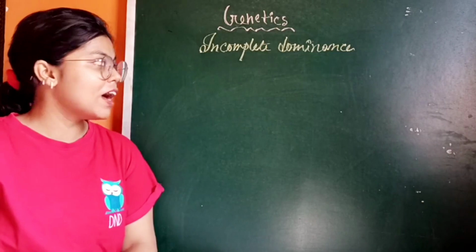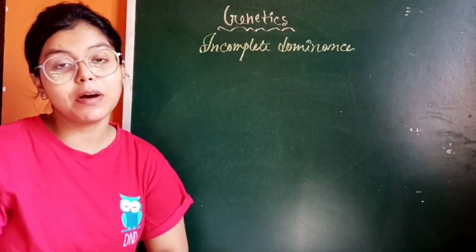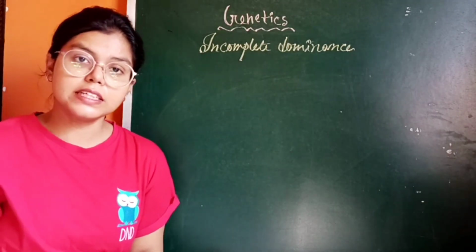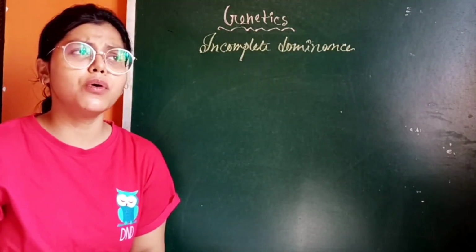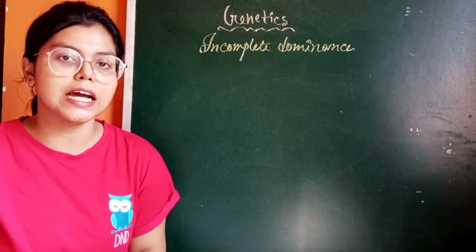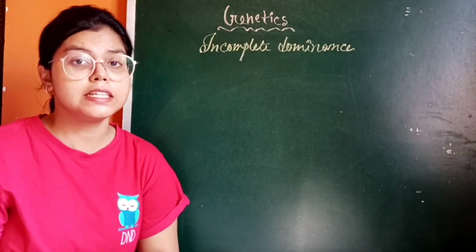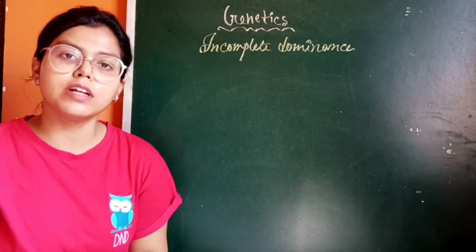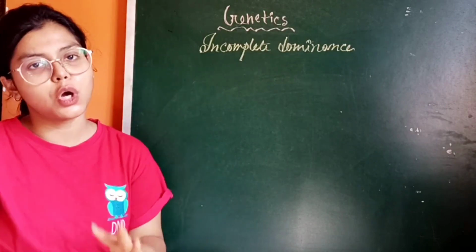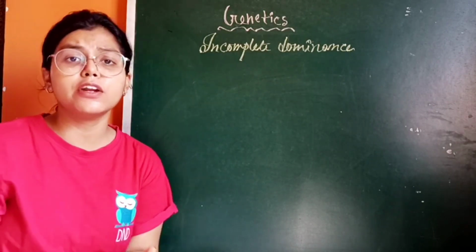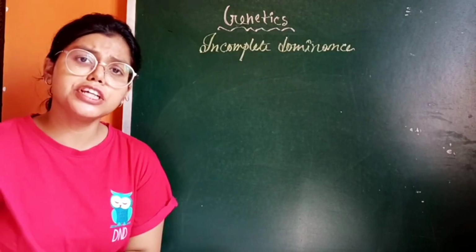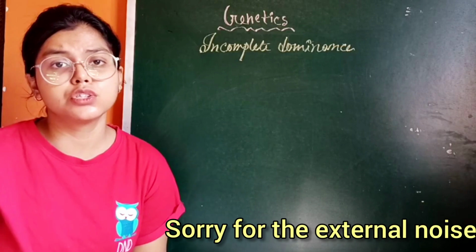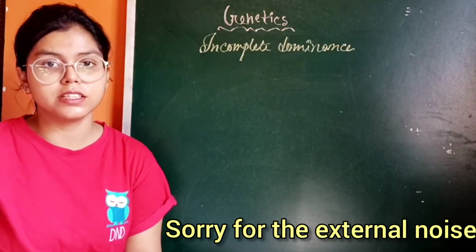Okay. So now I would like to discuss incomplete dominance in today's class. So basically, what is incomplete dominance? First let me tell you one thing: this is an exception to the Mendelian experiment. Because in Mendel's experiment he talked about the pure tall, pure dwarf, and also the hybrid plant. And he said the hybrid plant should have the dominant characteristics, right?